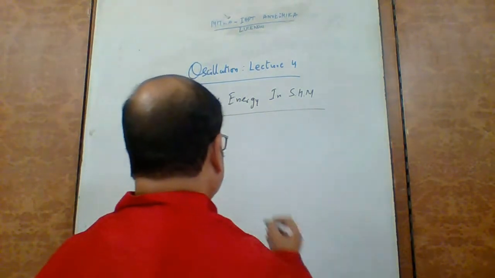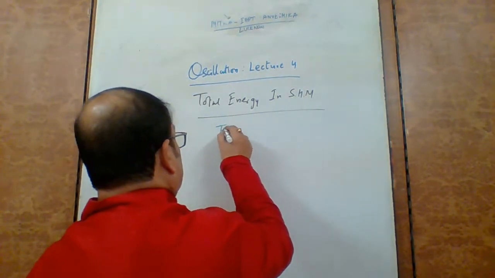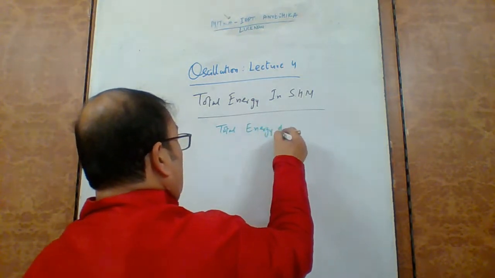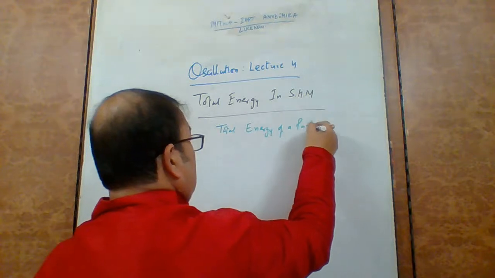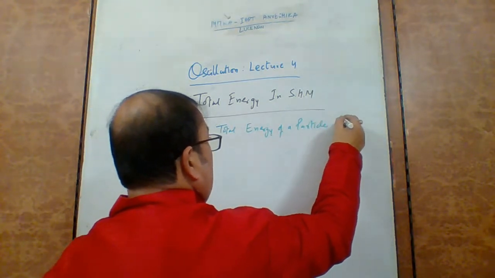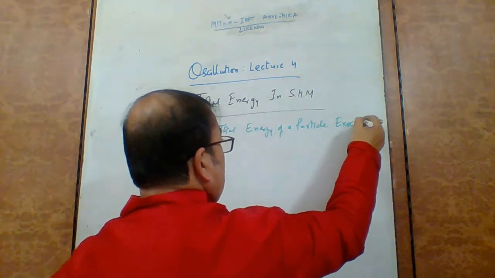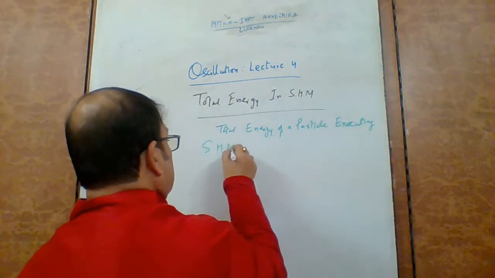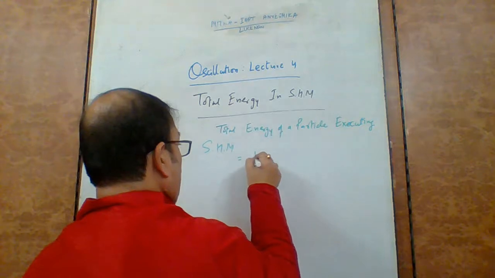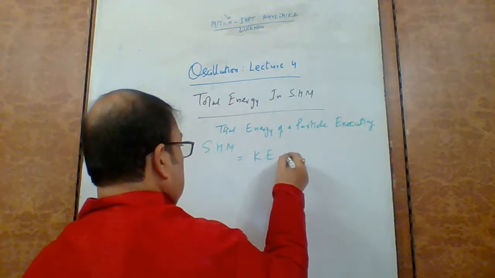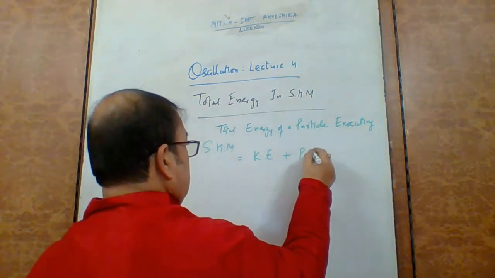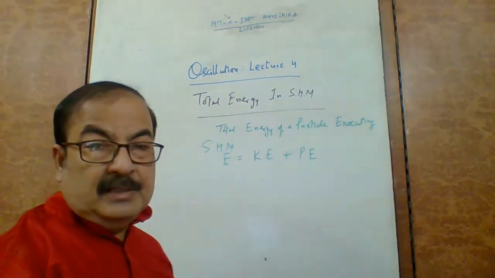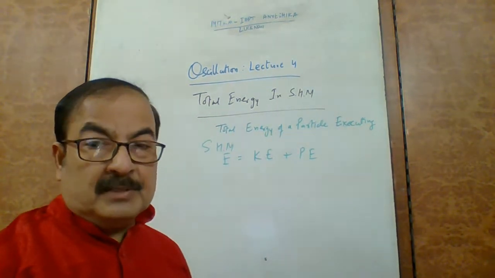First we take the total energy of a particle executing simple harmonic motion, equal to the sum of kinetic energy plus potential energy. This we write as E. E equals the sum of kinetic energy plus potential energy.